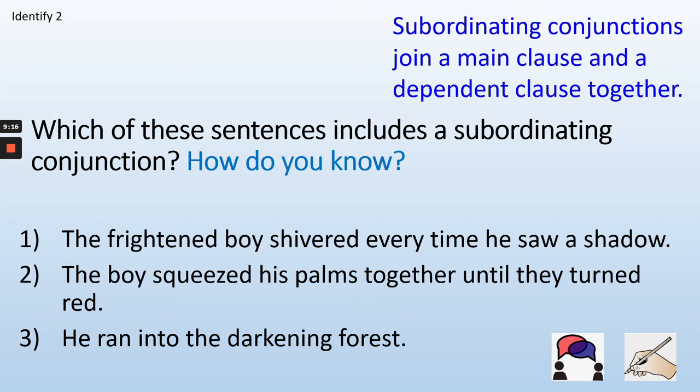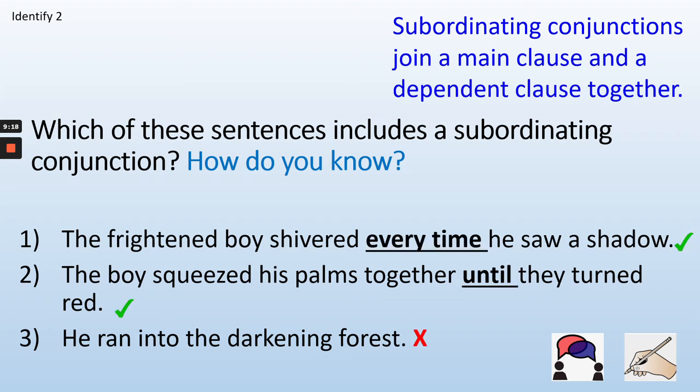Okay, let's see how you went. The frightened boy shivered every time he saw a shadow. Every time is the subordinating conjunction. Number 1 should have a tick. The frightened boy shivered is the main clause. He saw a shadow, that's the dependent clause. Every time joins those two together.